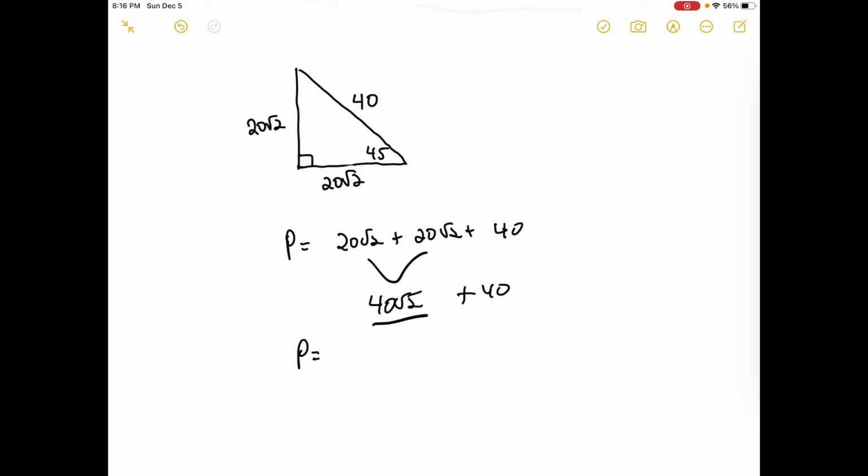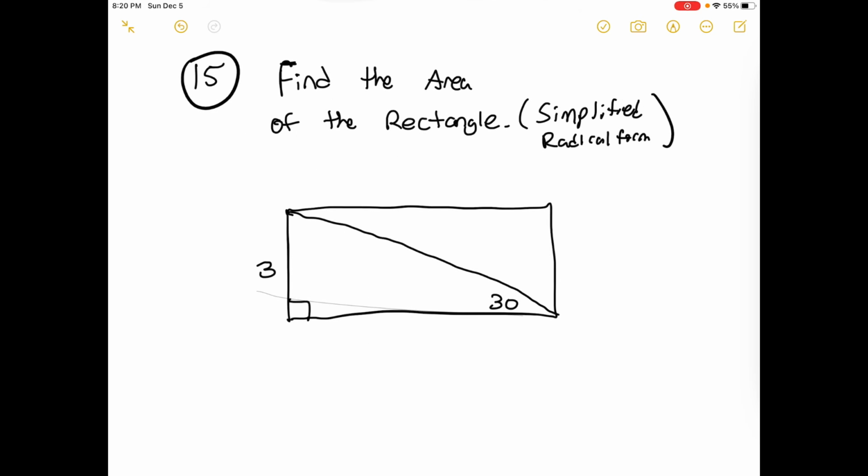So I get 40 root 2. I get 56.6 to the nearest tenth. And then plus the 40, we get 96.6. There we go. 15, find the area of the rectangle in simplified radical form.